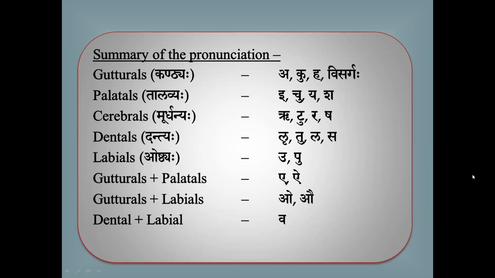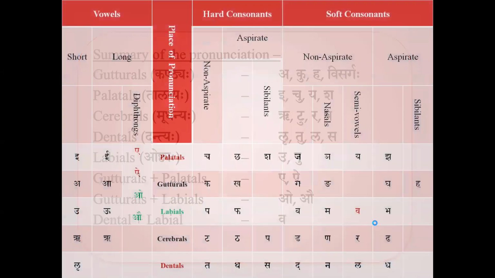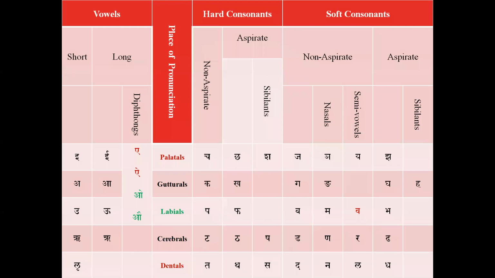Now, after this, you can see this table. It is not complicated, but you need to see carefully and understand the place of pronunciation of all the letters, which are captured in the form of this table. Okay, I will just show you one or two letters. You can see.